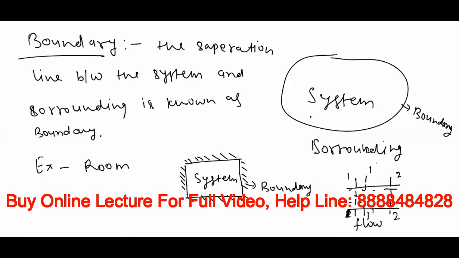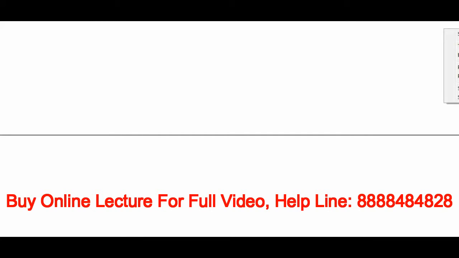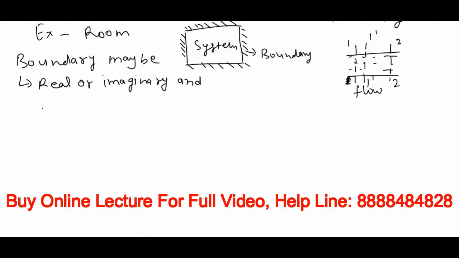Your section 1 can be replaced by 1 dash. It means your boundary may be rigid, real, or imaginary, or it may be flexible and rigid.